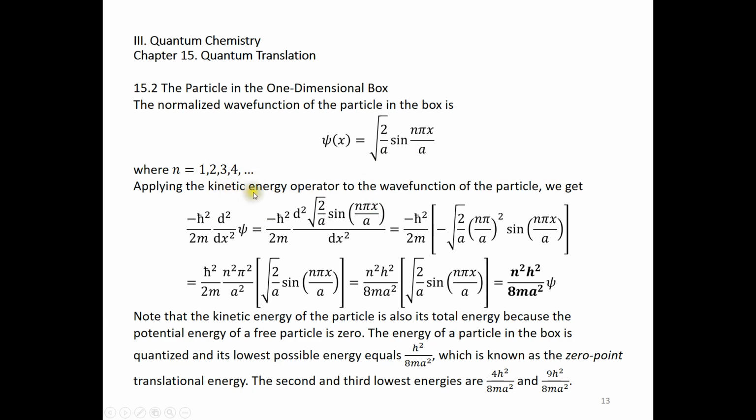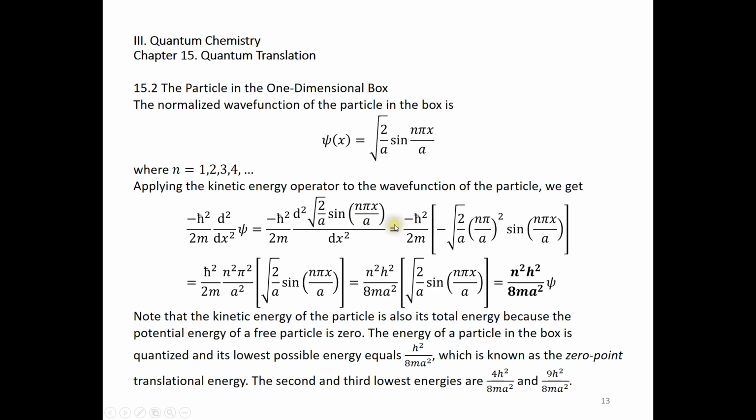We can apply the kinetic energy operator to this wave function. Let's do it. The kinetic energy operator is negative h bar squared over 2m, d squared over dx squared. We apply this to this wave function over here. It's slightly complicated because you're taking the second derivative. But if you know the first derivative of sine theta is cosine theta, and the first derivative of cosine theta is negative sine theta, you mostly can solve this problem easily.